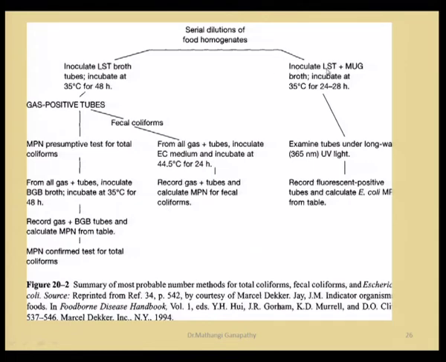On the other hand, if we inoculate in lactose broth with MUG, methyl umbelliferyl glucuronide, and incubate at 35 degrees centigrade for 24 to 48 hours and examine it under UV light, we classify the tubes as fluorescent positive and fluorescent negative. The fluorescent positive tubes will contain E. coli. So based on this, we can identify the total coliforms, the fecal coliforms and E. coli. This is a normal test which is done in any food testing lab.